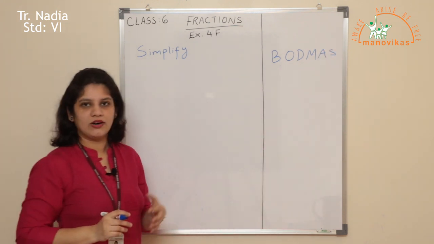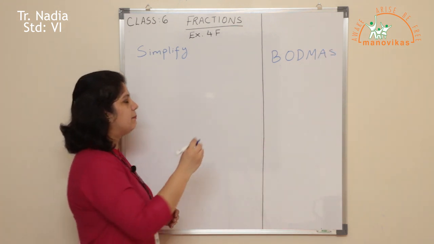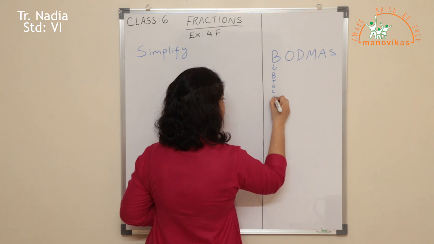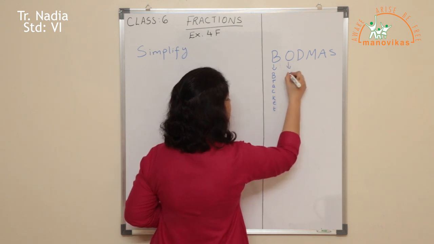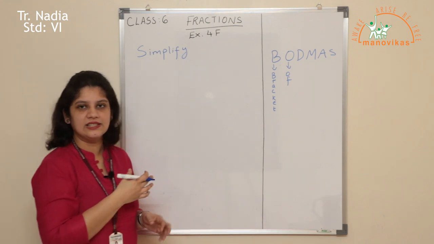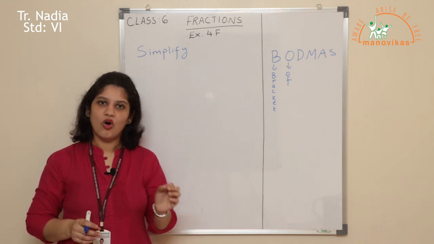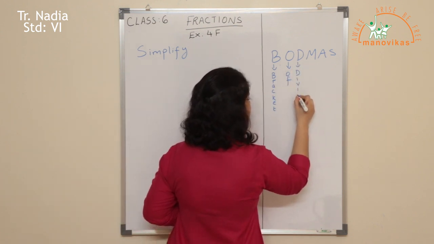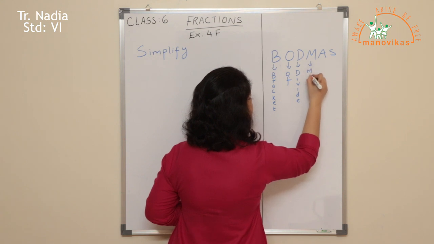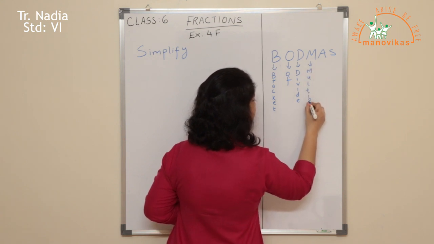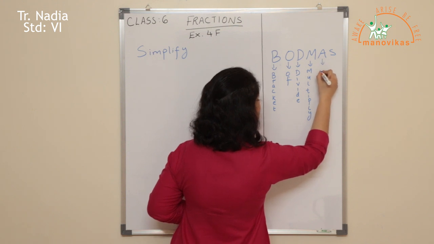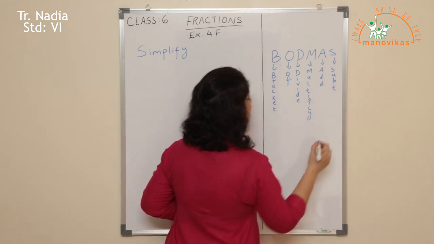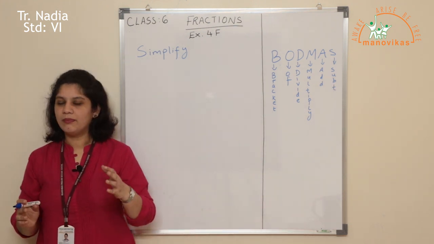Okay, now what does BODMAS stand for? The letter B stands for bracket. The letter O stands for "of". You all have just learned how to solve sums which have "of" in them. Then you all know what D is. D is divide. M is multiply. A is add, and S is subtract. Okay, so now we are going to follow BODMAS.